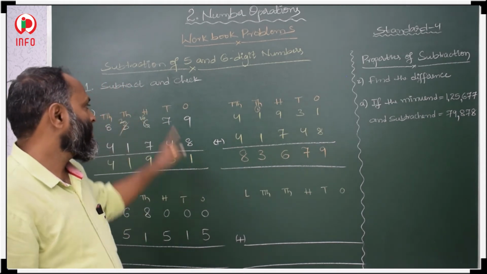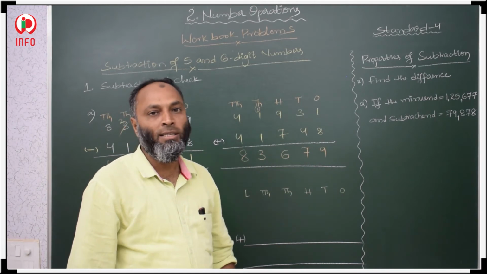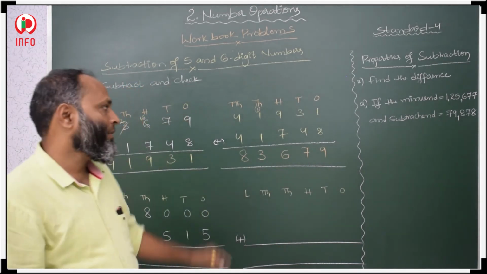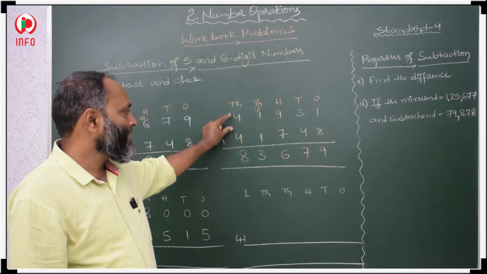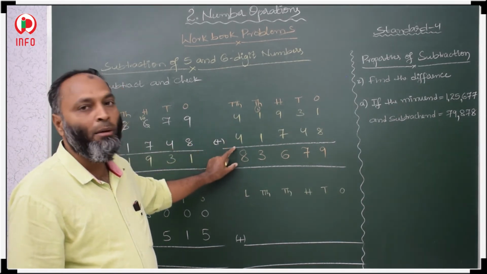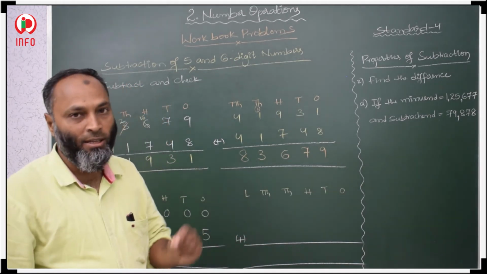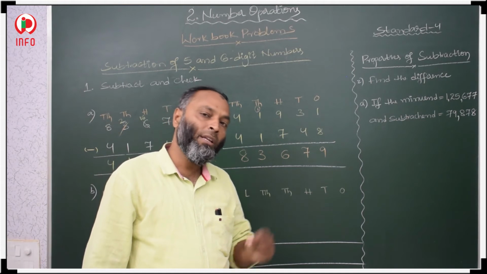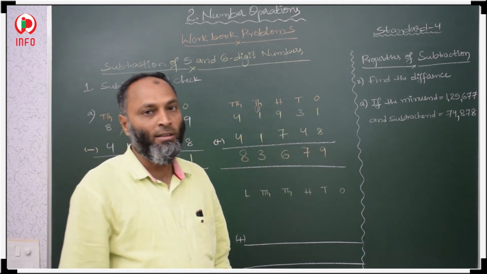Okay. So this is the subtraction. This is how to check whether our answer is correct or not. We have to take the difference and the subtrahend and add them. We should get the minuend. If we do not get the minuend, our answer is wrong. If we get the minuend, your answer is correct.